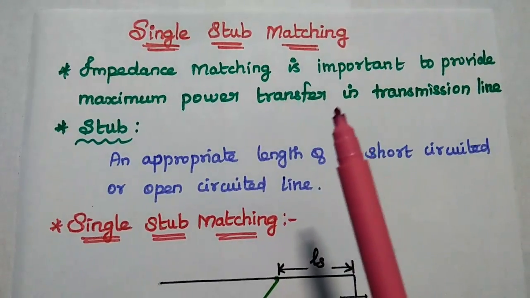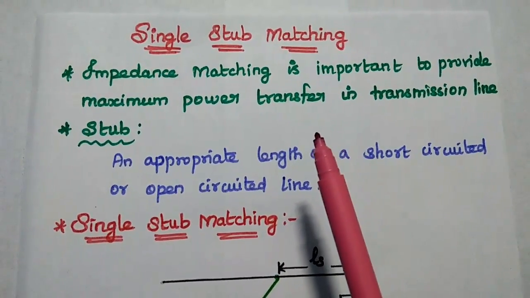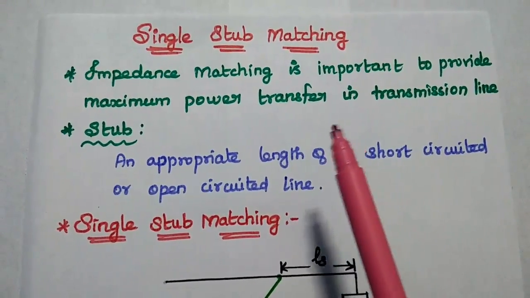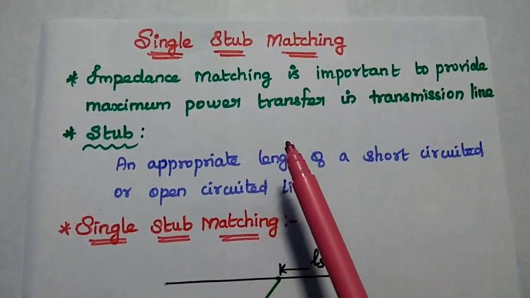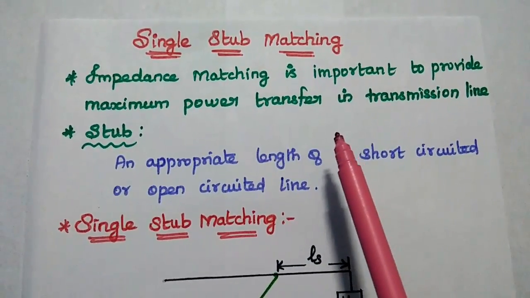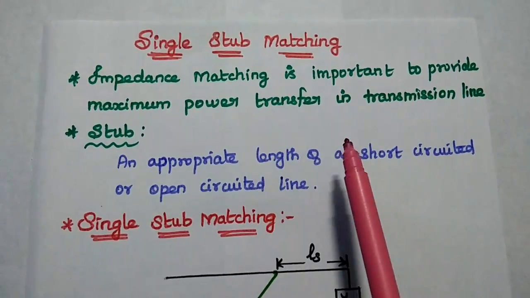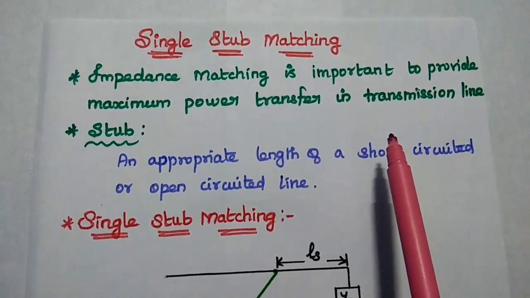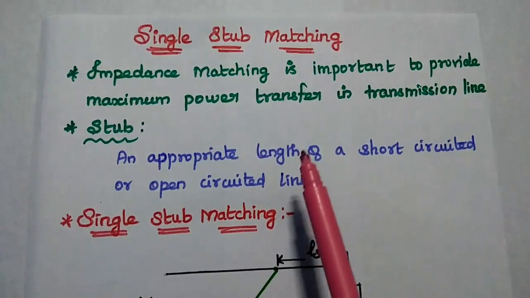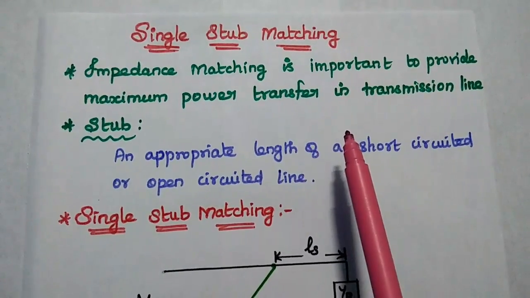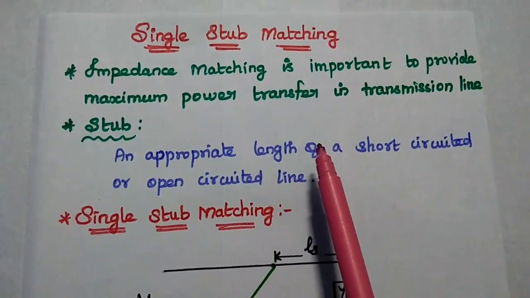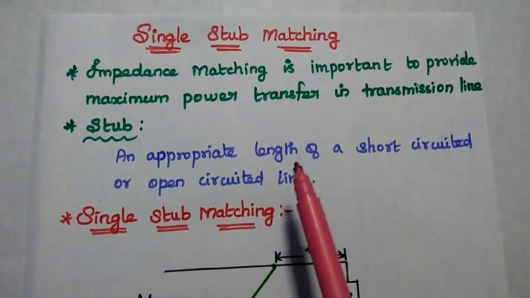Dear students, now we are going to discuss single step matching and its derivation. Impedance matching is an important concept which is mainly used to provide maximum power transfer in high frequency transmission lines. There are two types of step matching available: one is single step matching, the next one is double step matching.